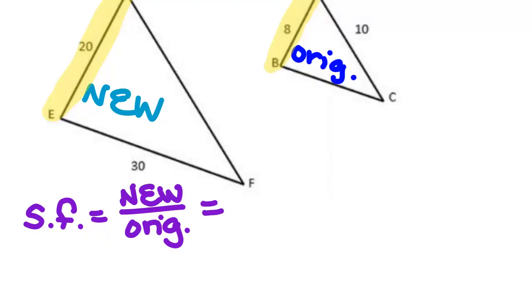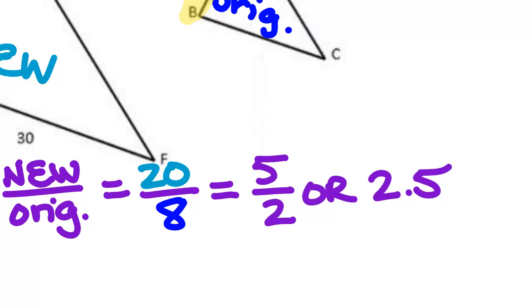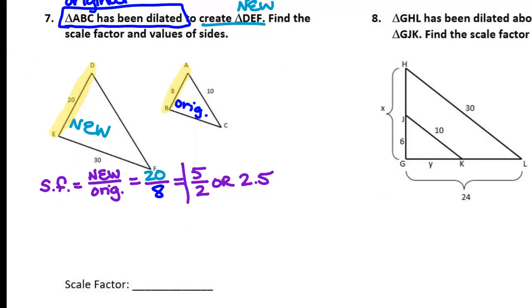So new over original, I would have 20 over 8. And what does that simplify to give us? 2.5. 5 over 2 or 2.5? Right, so there's the first thing that they asked me to do. They asked me to find the scale factor. And then they asked me to find the value of the sides. So there are 2 missing sides here.